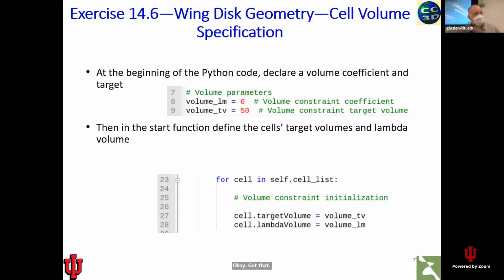Okay. And now in the steppable, you're going to have to define the initial size of the cells. So at the very beginning of your Python code, you can create the volume coefficient, the lambda volume, and target volume, 6 and 50. And then in the start function for cell in self.cell list, set all the cells to target volume and lambda volume.